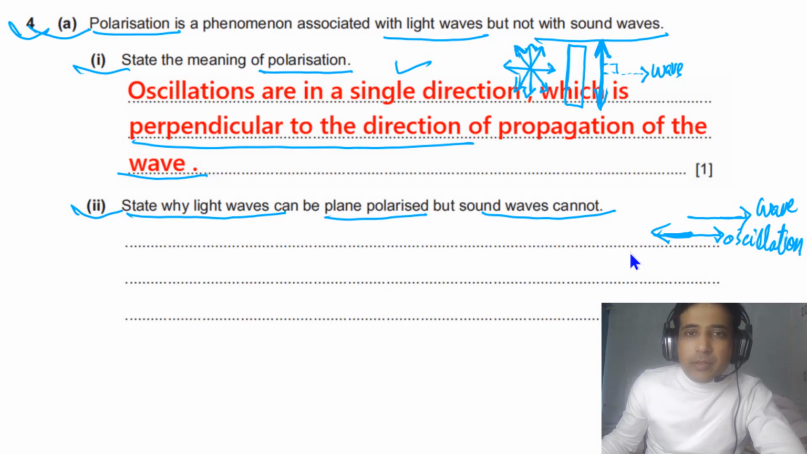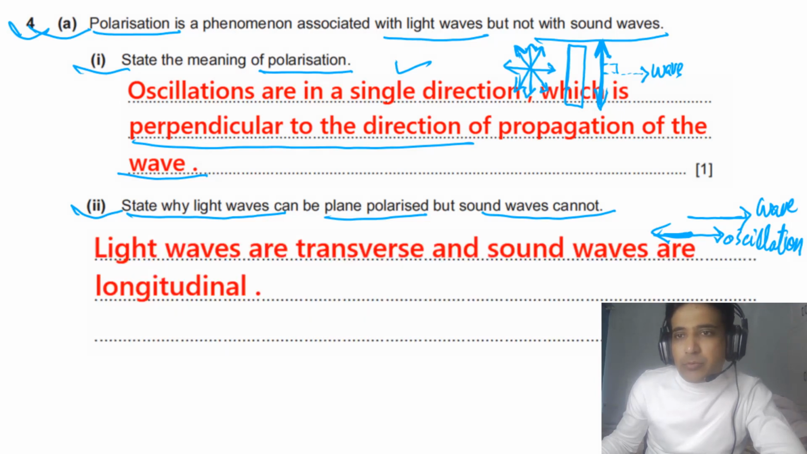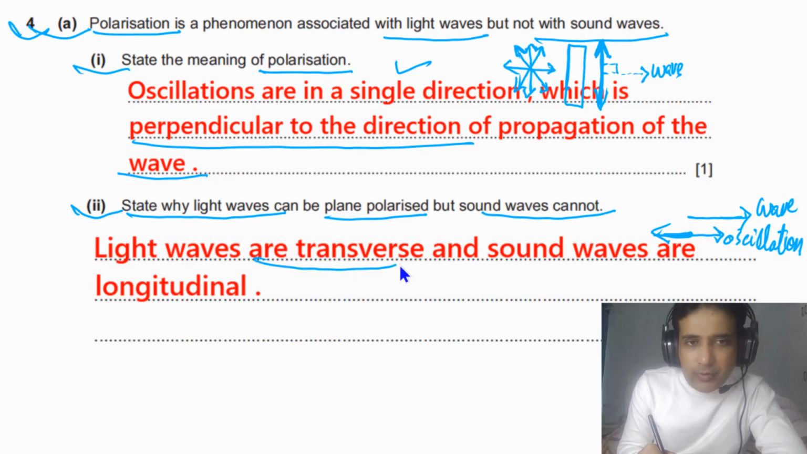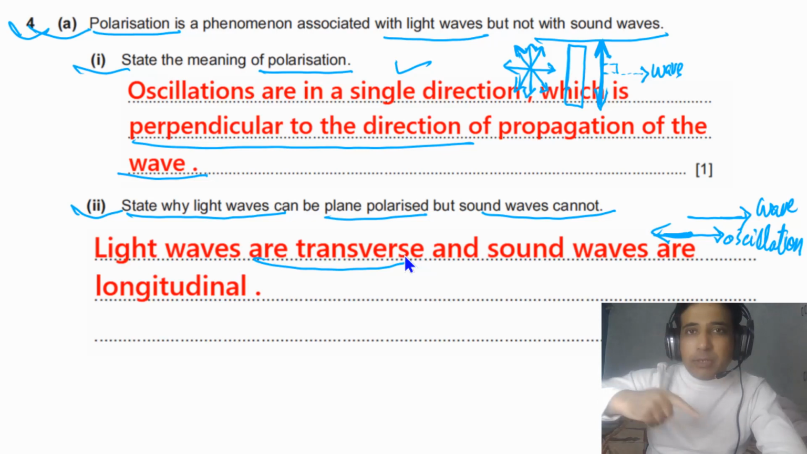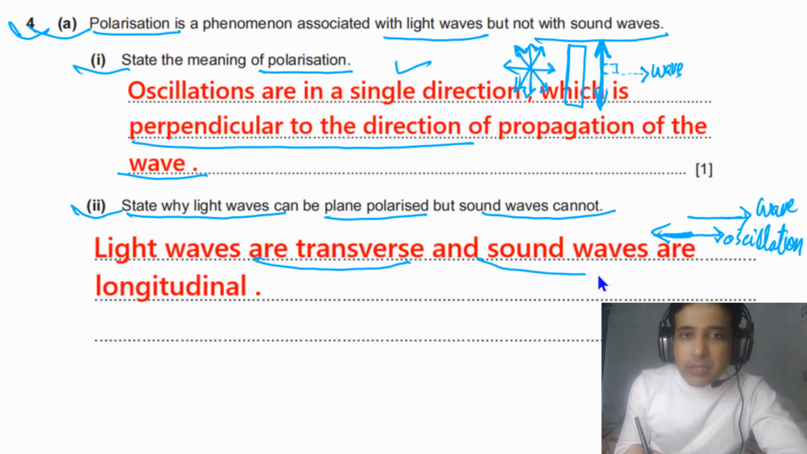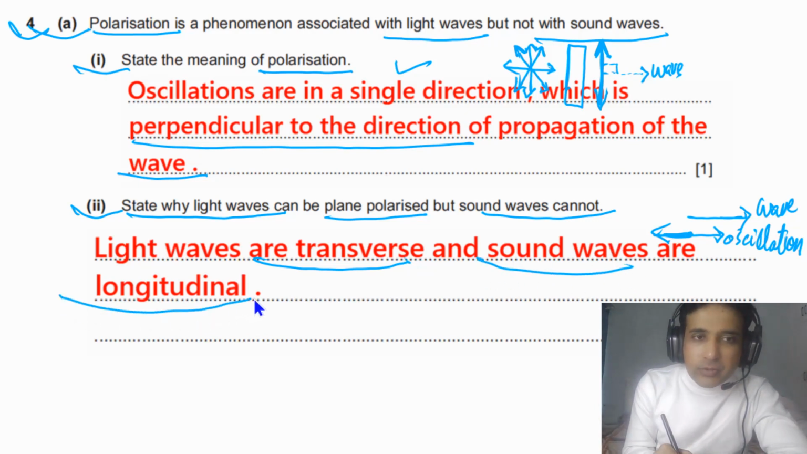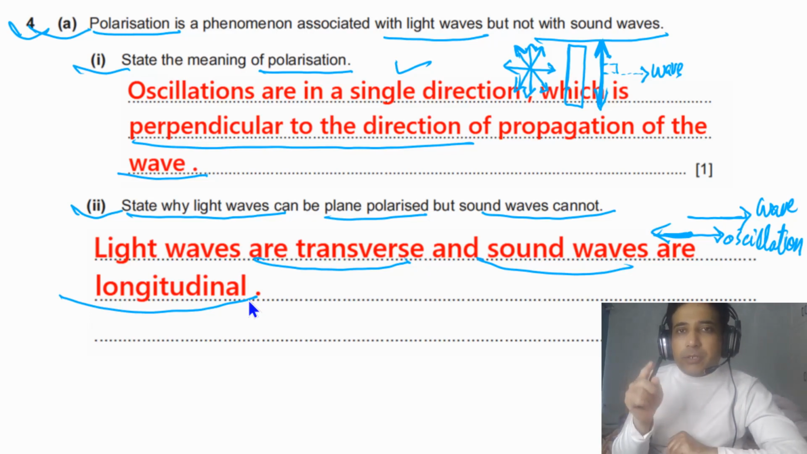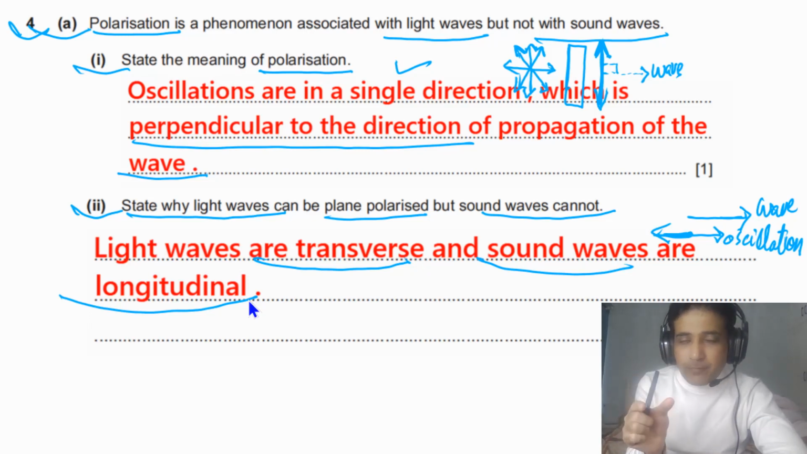For the second part, this is how you can write down your answer. Simply you can say light waves are transverse waves. That's the reason they can be polarized. They can oscillate in any possible direction, and oscillations have to be perpendicular to direction of propagation of the wave. So they can be polarized. But sound waves are longitudinal waves. They cannot be polarized, because direction of propagation of wave and oscillations of the particles are in the same plane.